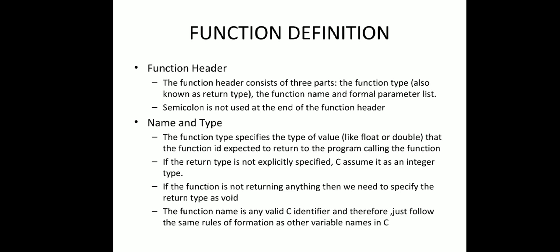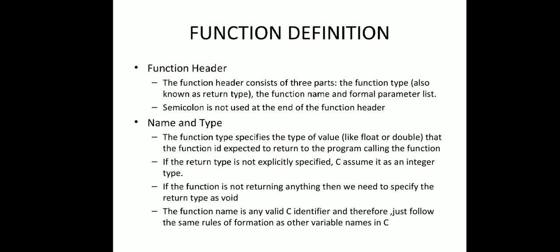If actually it is void data type, I think they've given some wrong information. Let me check. Okay, if the return type is not explicitly specified, C assumes it as void. As per my knowledge, it is void data type. Let me check. Okay, I will check this and tell you tomorrow. If the function is not returning anything, then we need to specify the return type as void.